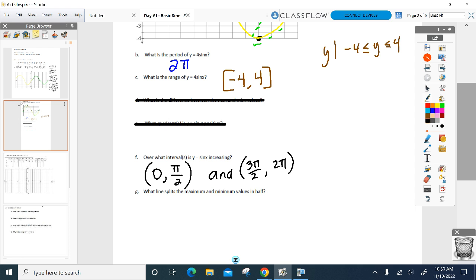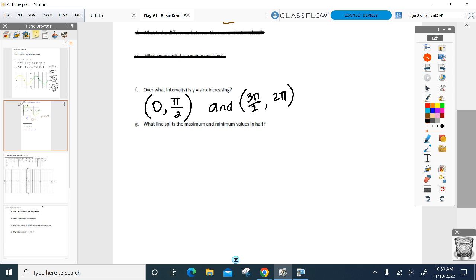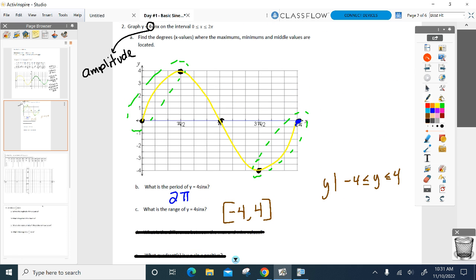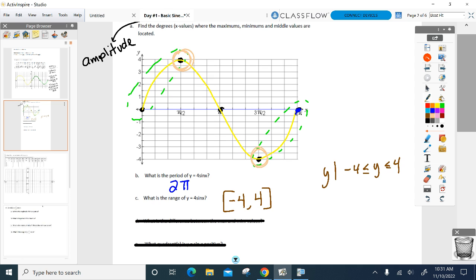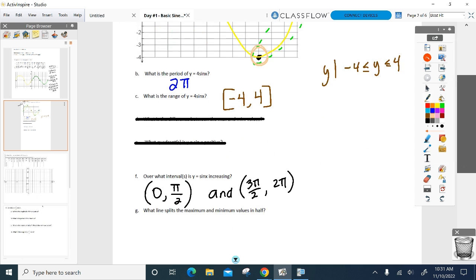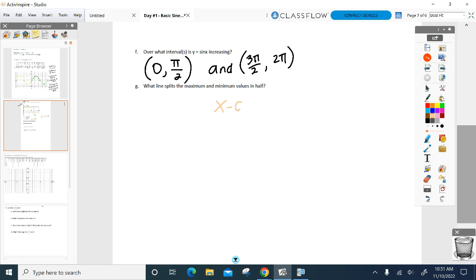So that always gets parentheses, increasing, and I may ask decreasing. And last question before we move on from sine. What is the line that splits the max and min in half? Everyone take a look. Here's your max. Here's your minimum. Can you find a line that's halfway in between those two? What's the line that's halfway in between the max and the min? The line that cuts it in half is your, everyone agree, x-axis.